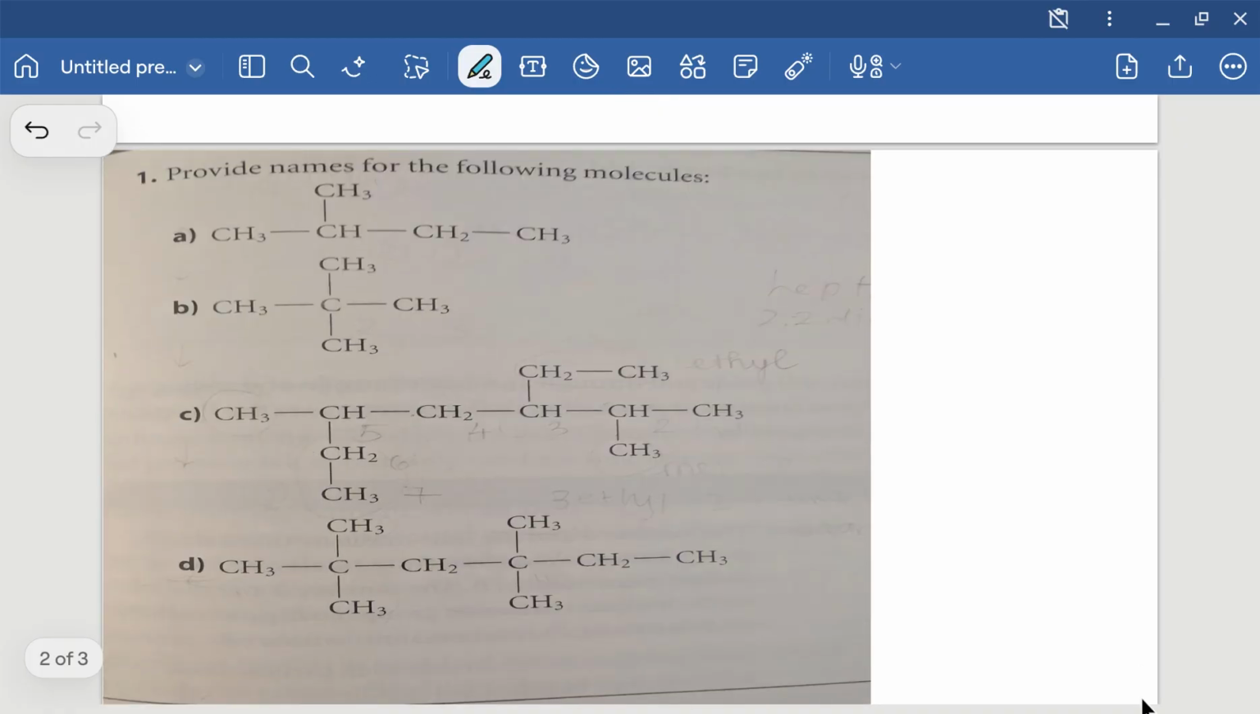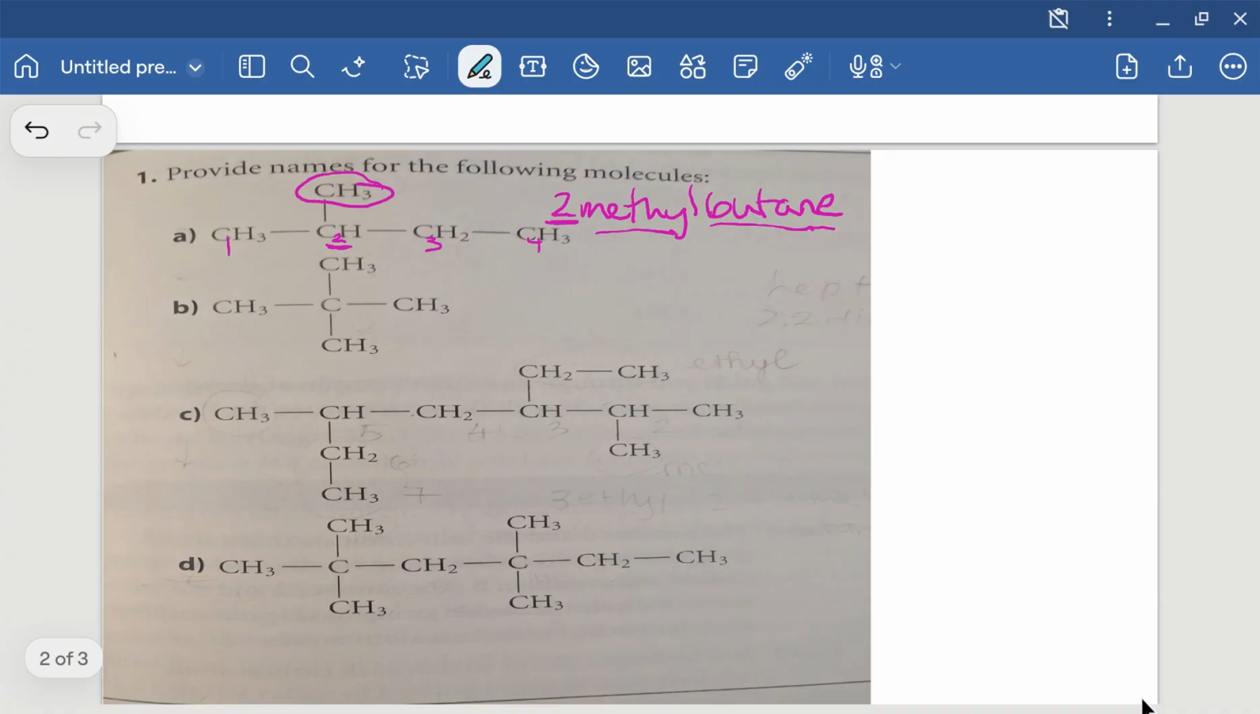So our first example is A. Going through it, we want to number our carbons. This first one would be carbon 1, 2, 3, 4. So I'm numbering from left to right so that my methyl group is on the smallest number possible, which is 2. So this one would be 2-methyl butane. Same where the methyl group is. Butane, because but means 4. Ane, because all single bonds.